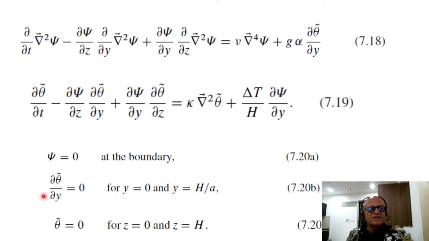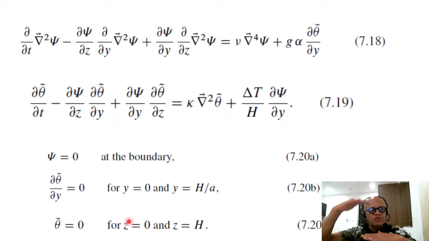generality. ∂θ̃/∂y is set to 0 so that the perturbation in the vertical does not change in the meridional direction at y equal to 0 and y equal to H over a, which means you are basically not allowing any heat to come in or go out at the meridional boundaries. And you can set, without loss of generality again, θ̃, the perturbation, to be 0 at the surface and at the top of the atmosphere.